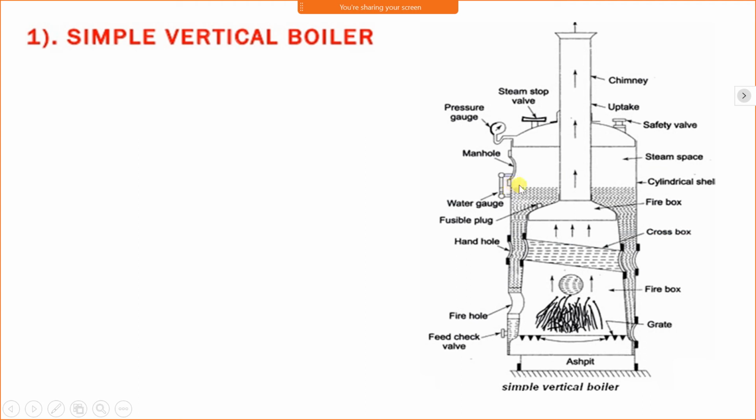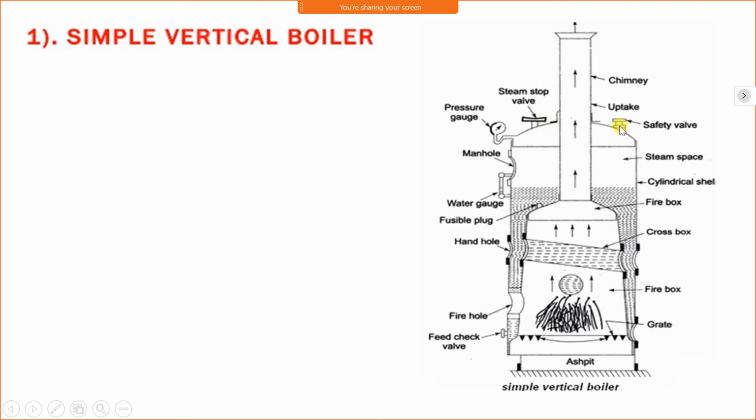This is the water level, and above the water, this white space is the steam space. The steam is collected over here, and this is the crown. On the crown, the mountings are provided. The water level indicator is also a mounting. This is a pressure gauge. The pressure gauge is provided for checking the pressure. The steam stop valve is used to supply the steam to the application area. If the steam is required to be supplied to the turbine, the steam stop valve will be opened, and this steam will be supplied to the turbine at the required temperature and pressure.